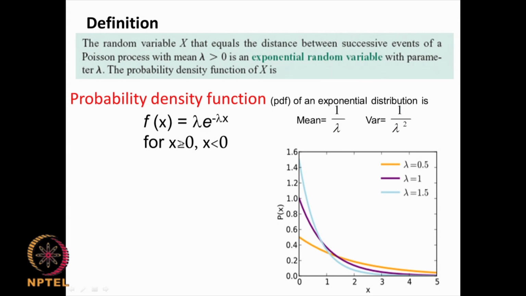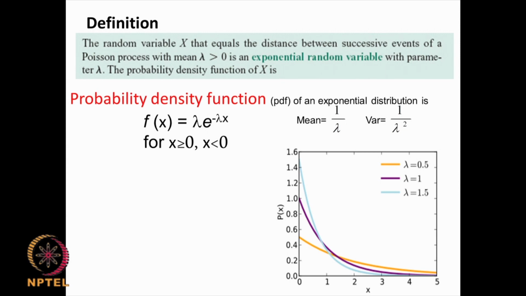X is greater than or equal to 0, and generally the graphs look like this, they will be falling down for different values of lambda. So, the mean for this function is 1 by lambda, and the variance is given by 1 by lambda square.